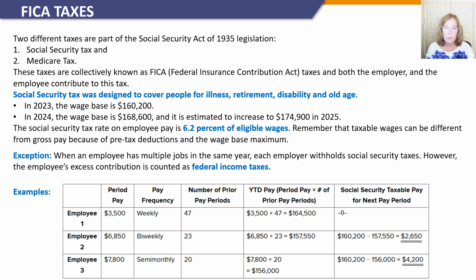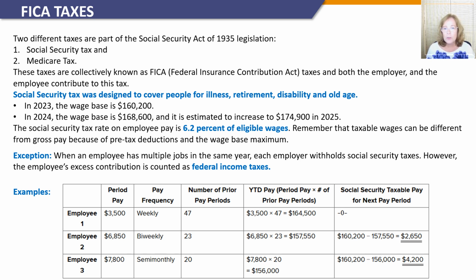In 2024, the wage base is $168,600, and it's estimated to increase to $174,900 in 2025. When I started my first job in California in 1989, the wage base was $48,000. There are currently discussions about implementing a special high-wage earner Social Security tax, but specifics have not been worked out yet.